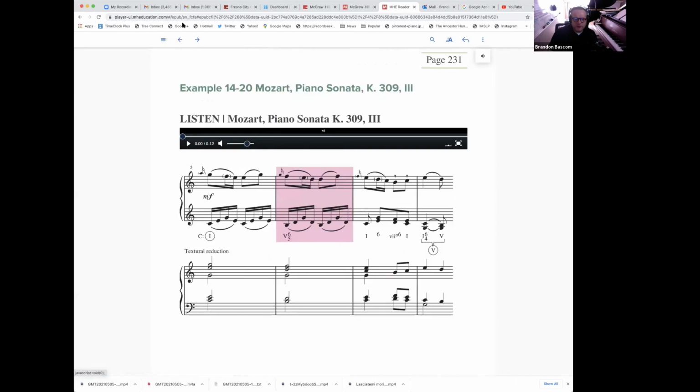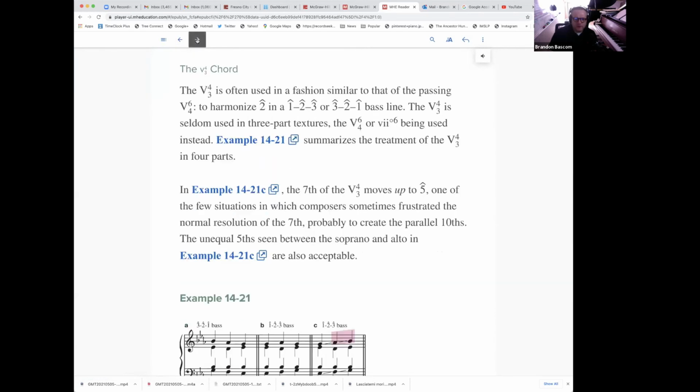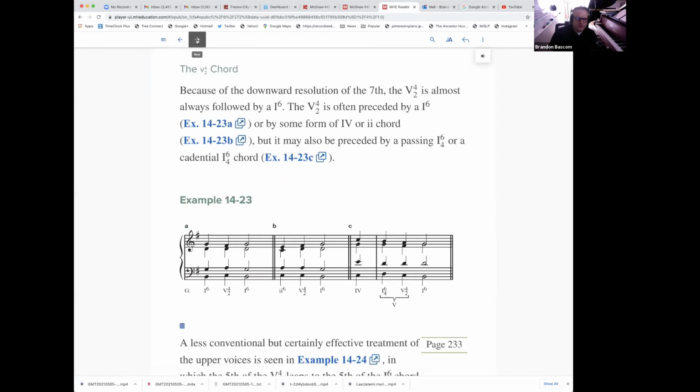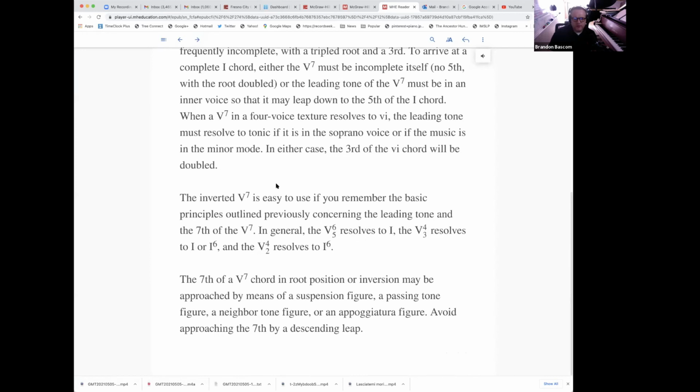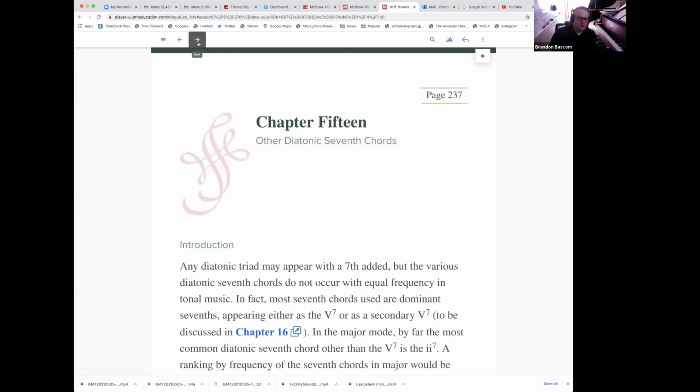We can put it in first inversion. Composers often do. We can put it in second inversion, third inversion. Know your numbers. It's kind of an interesting chapter, longer than I think it needed to be.